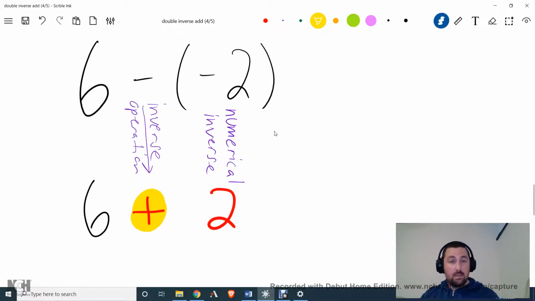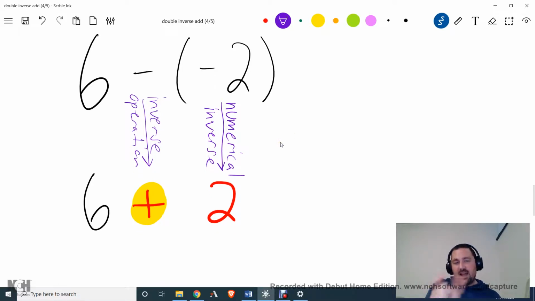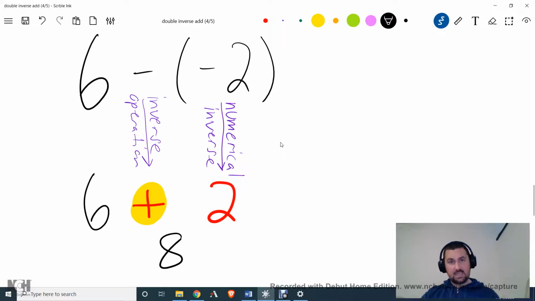So here's my claim. 6 minus negative 2 is the same thing as 6 plus 2. And how do I know that? Because I did two different inverses, one operation and one numerical, but specifically paired together. And 6 plus 2 is pretty easy to know. That's just equal to 8. And 6 minus negative 2 is also equal to 8. So by using this double inverse property, we're able to simplify expressions that were initially kind of complicated.